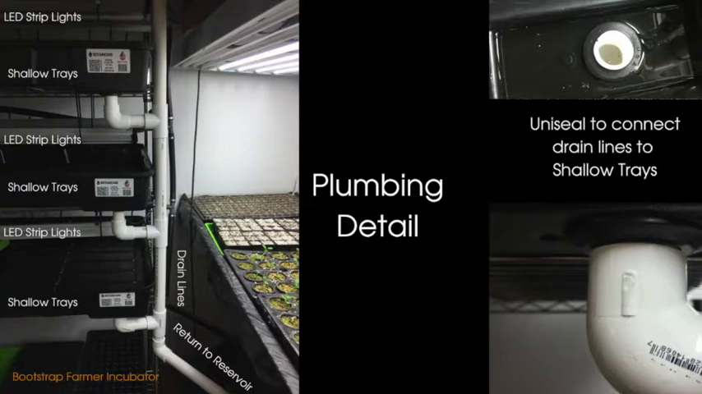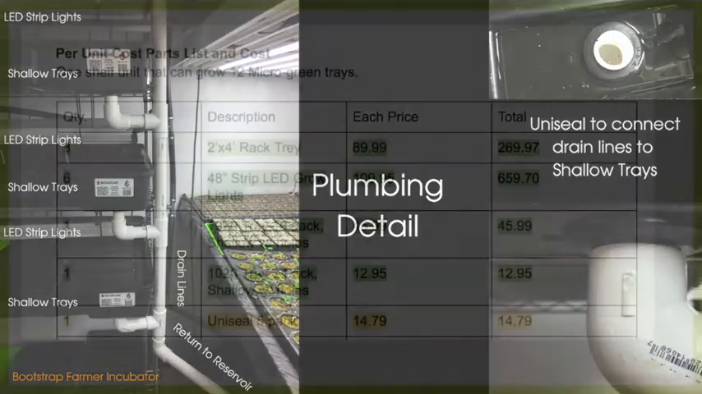On the very right of this slide is the Uniseal, which is the only thing we have priced out from Amazon. And that Uniseal basically gives you a rubber gasket and a way to plug in the drain lines to the holes without making a big mess.